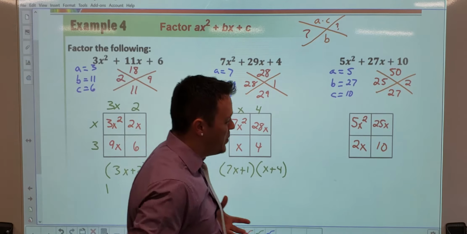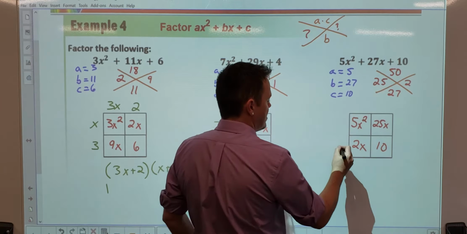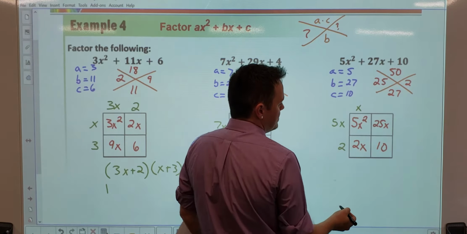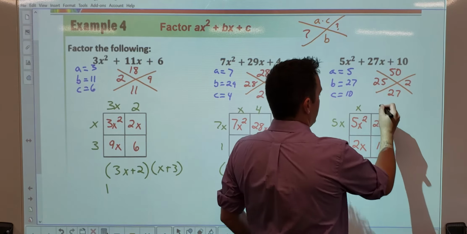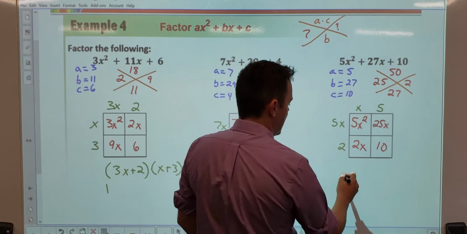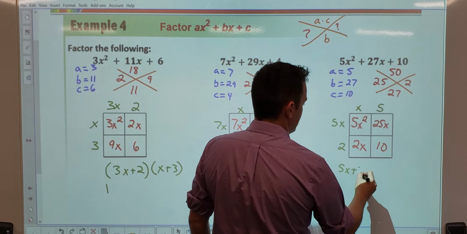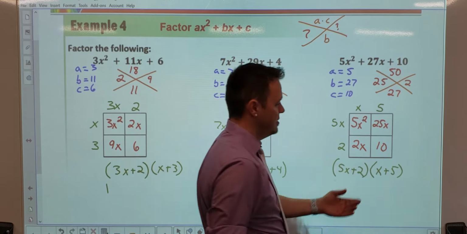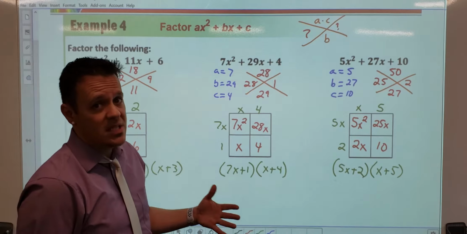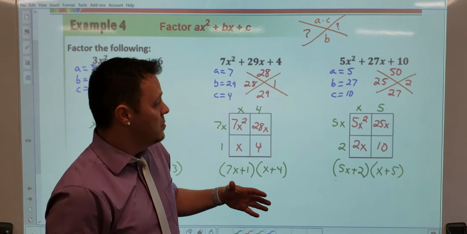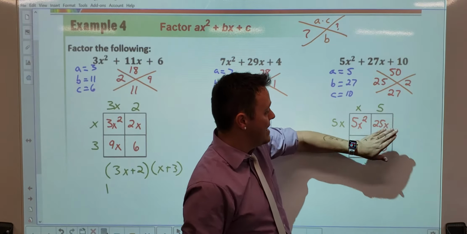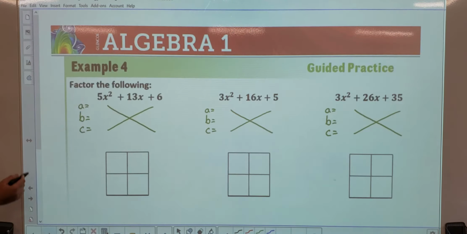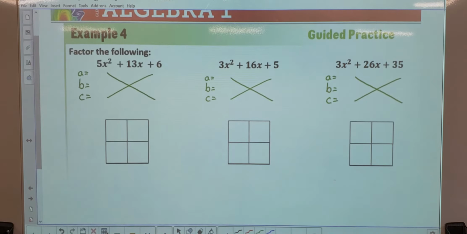Hopefully you guys see, once you build this up, it comes pretty easy. This is a 2. This would be a 5x and an x, and then vertically that would be a 5. And we are done again: 5x plus 2, x plus 5. Simple. This is actually really complicated to do, but hopefully doing this step and then this step makes it so much easier. I want you guys to make sure you practice and do this on your own.